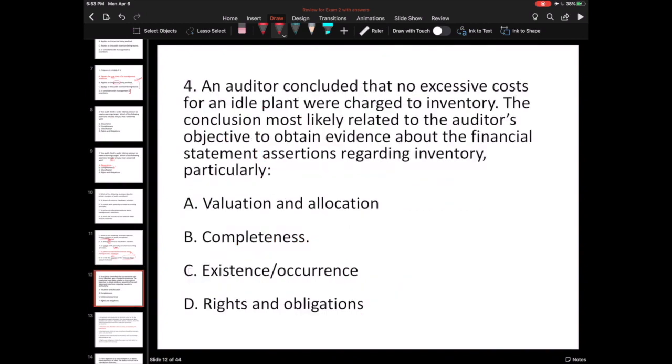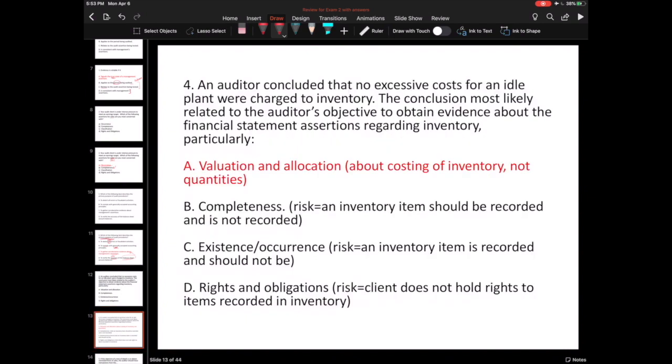All right, 4, an auditor concluded that no excessive costs for an idle plant were charged to inventory. The conclusion most likely related to the auditor's objective to obtain evidence about the financial statement assertions regarding inventory, particularly... Okay, so this is a valuation and allocation question.